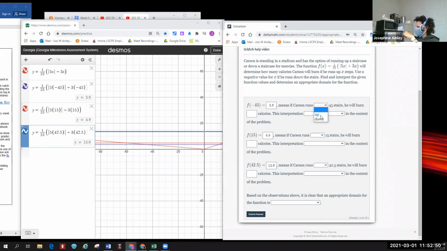So this negative 45, is it up or down? Down. And I'll answer all the questions down the same way. 15, is that up or down? That's up, because 15 is up. 42.5, is that up or down? That's up.